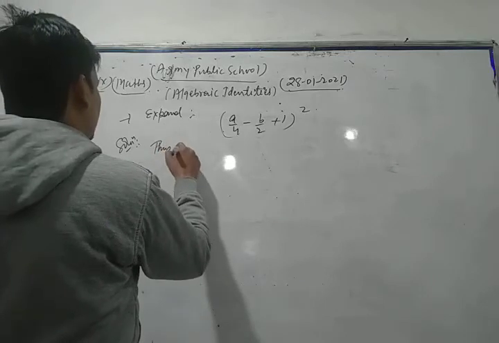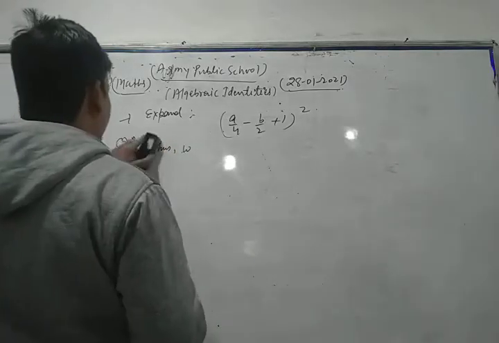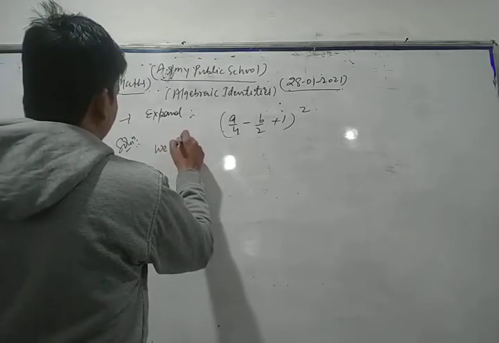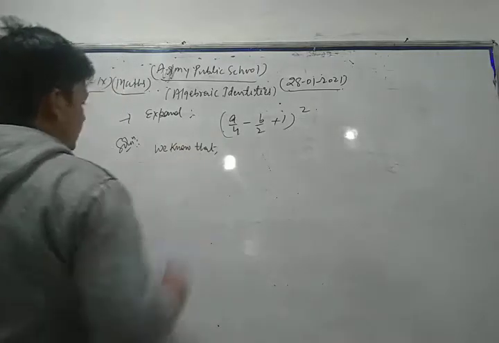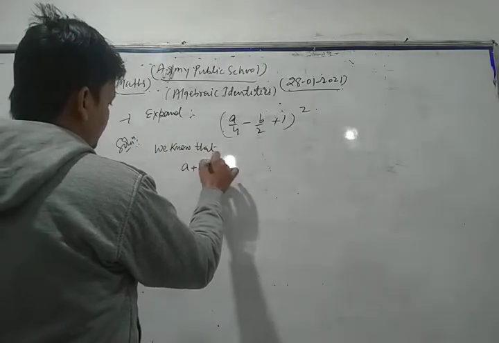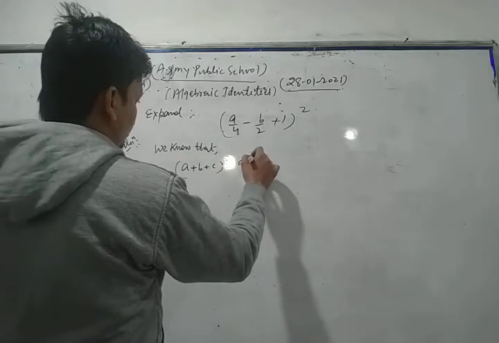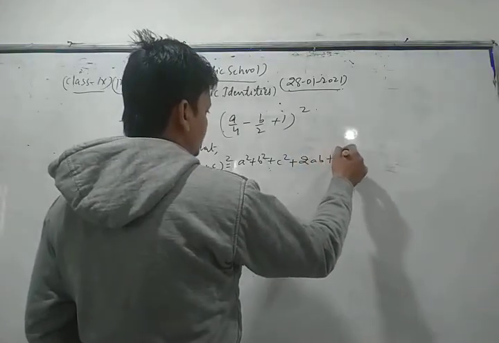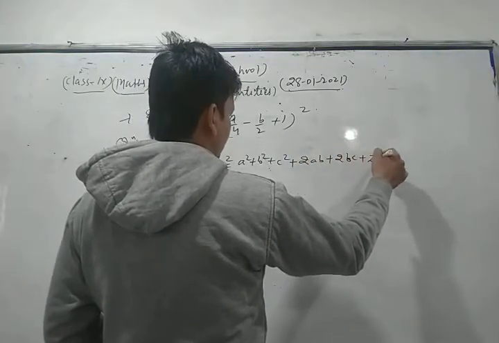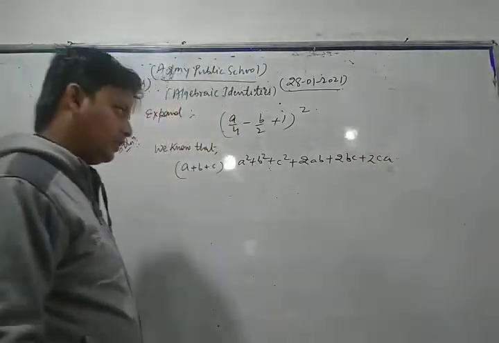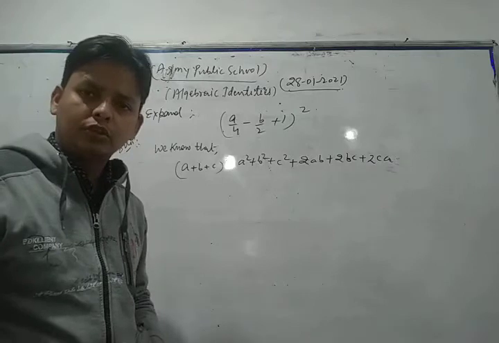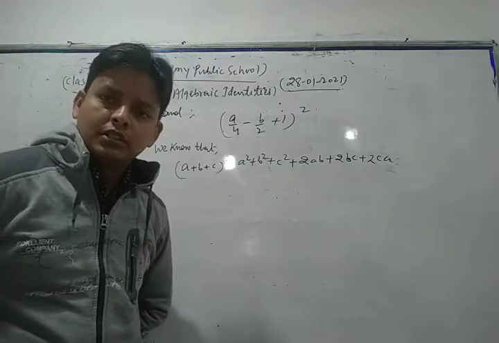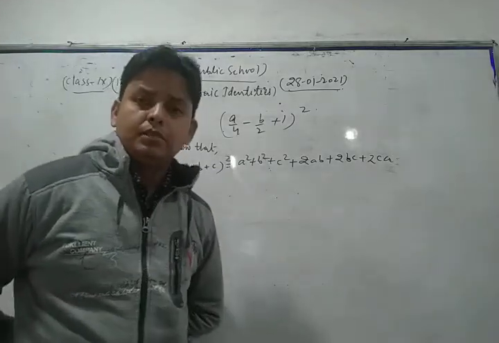First of all we write, we know that (a + b + c) whole square is equal to a square plus b square plus c square plus 2ab plus 2bc plus 2ca. Okay, let's see. We take a very important identity, which is (a + b + c) whole square is a square plus b square plus c square plus 2ab plus 2bc plus 2ca.